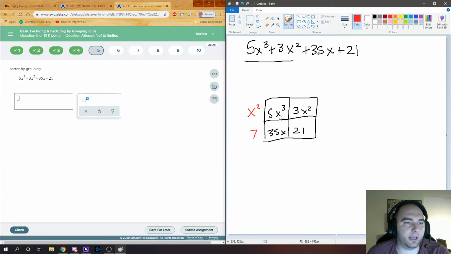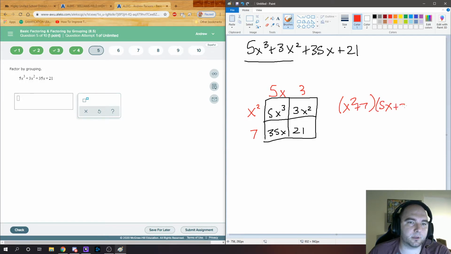The first column I can divide by 5, and I can take out an x. And the second column I can divide by 3. And that's it. You can also check to make sure it works. Like, do these things I wrote on the outside multiply to create what they cross at? Does 3 times x squared make 3x squared? Does 3 times 7 make 21? Yes, yes, yes. If it's working out, then you have it right. So that means the final answer here will be x squared plus 7, 5x plus 3.